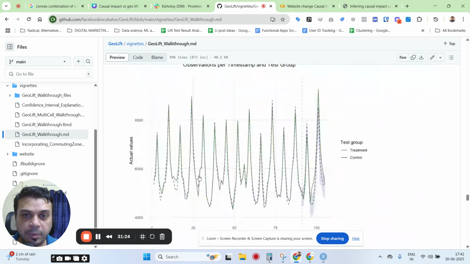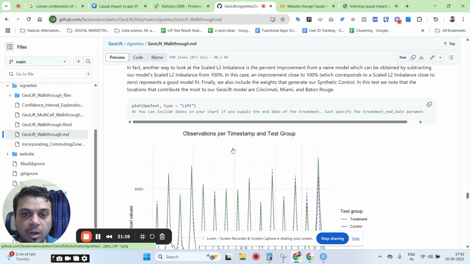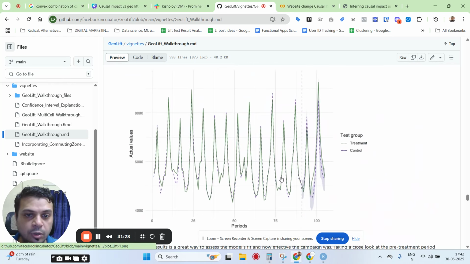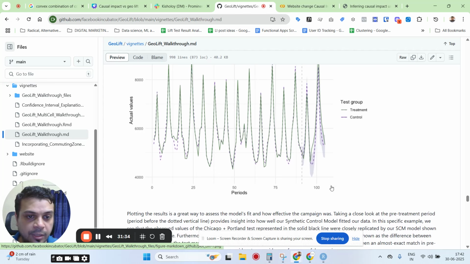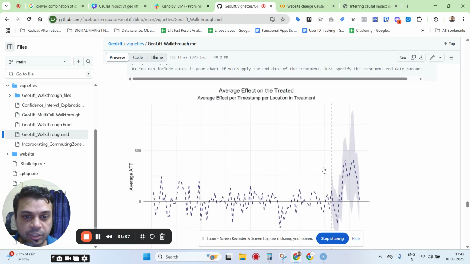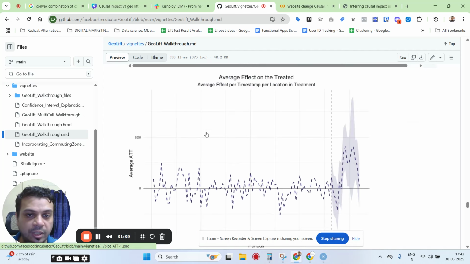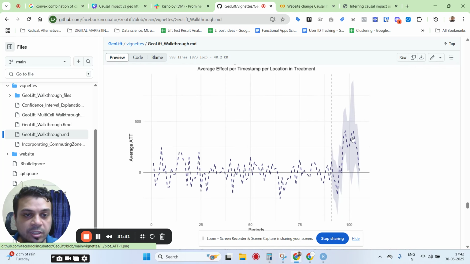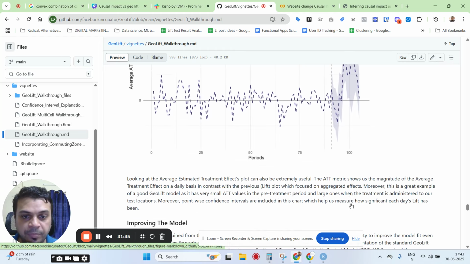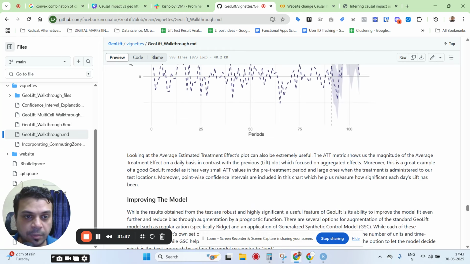So this is it. You also have other plots like observations per time step and test group. Again, this is basically actual versus predicted, and you see that it's pretty decent. There's this shaded confidence interval, and this is your average treatment effect, and you can clearly see the average effect on the treated has increased during this phase here. The effect has increased.